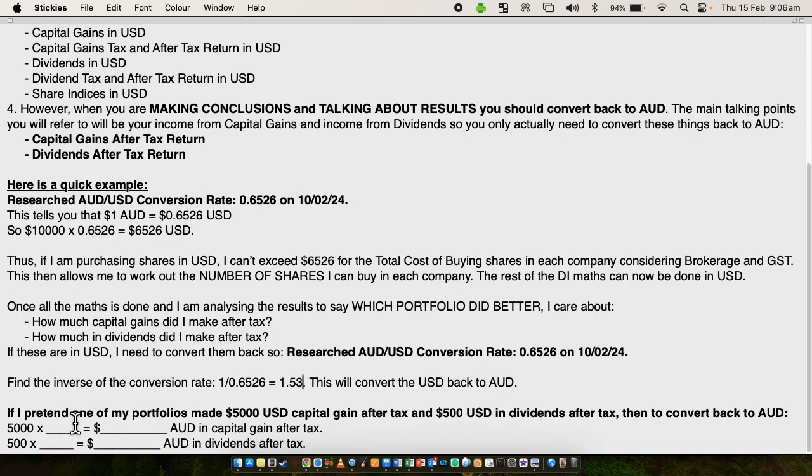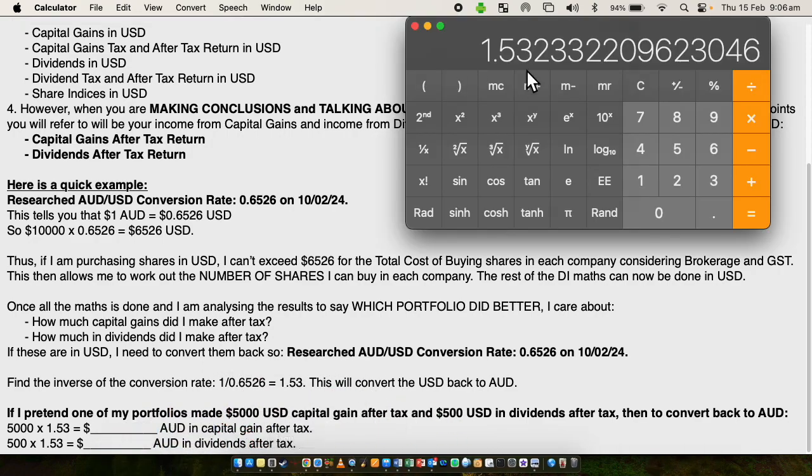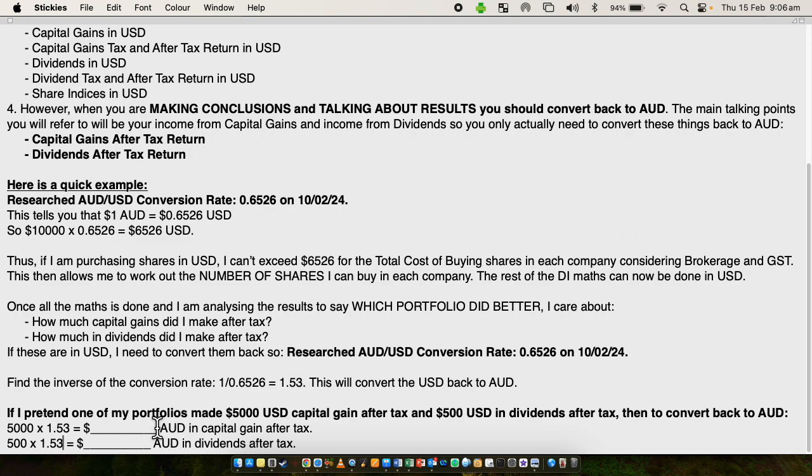So if I pretend one of my portfolios made $5,000 US capital gain after tax and $500 USD in dividends after tax, how do I convert it back to Australian dollars? So let's say my portfolio made 5 grand. I'm going to times that by 1.53. If I made dividends of $500, I'm going to times that by 1.53. And that's going to spit out 5 grand times by 1.53, 7,650. So that 5 grand in US dollars is actually $7,650 Australian dollars.